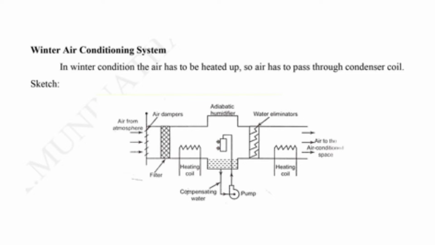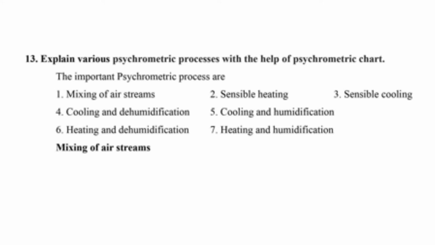The air further carries the moisture and moves towards the water eliminator, where the adiabatic humidifier is also accounted for, and the water eliminator will eliminate the moisture content from the air. After that, the air is allowed into the heating coil. Finally, the air will exit at the air conditioned space. This is the way the winter air conditioning system works.